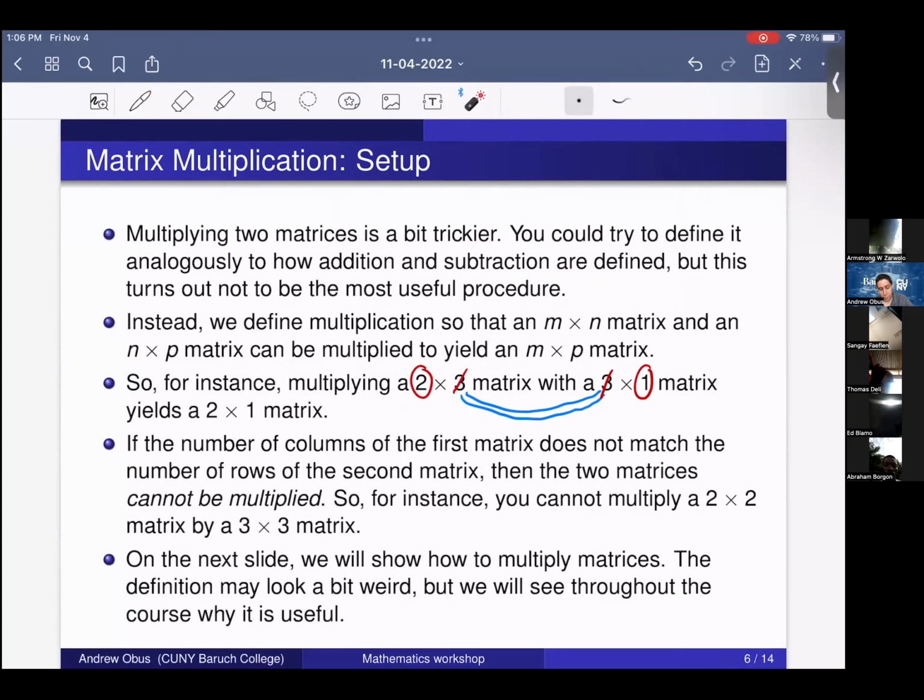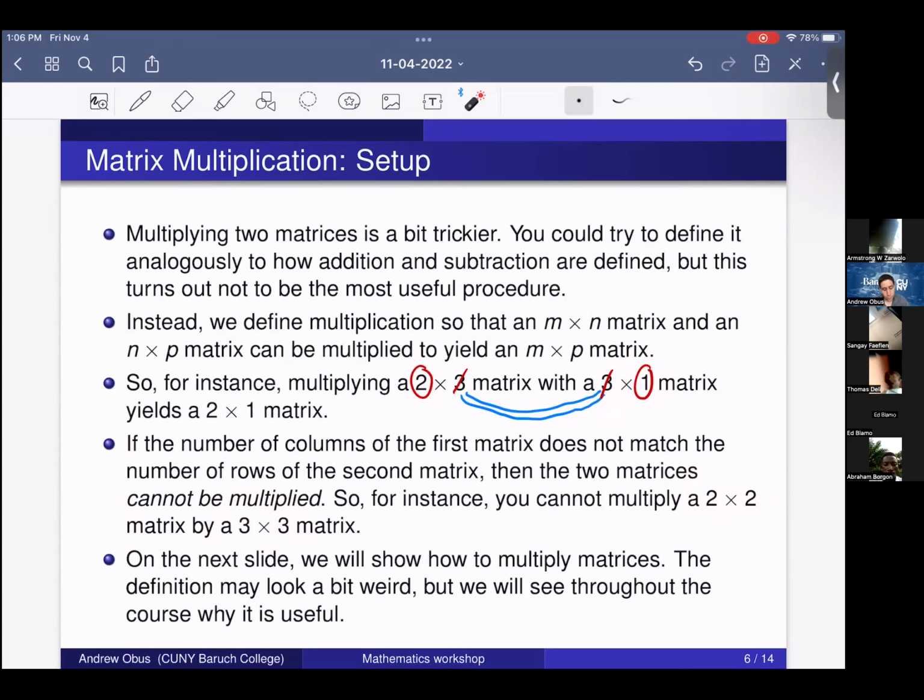If you want to multiply them, you have to have that the number of columns of the first equals the number of rows of the second, and then the result will have the same number of rows as the first matrix and the same number of columns as the second matrix. And if you don't have this, then we just say that multiplication is undefined. We cannot multiply the matrices. So if I have a 2 by 2 matrix and I want to multiply it by a 3 by 3 matrix, we cannot do that. We just say it's undefined.